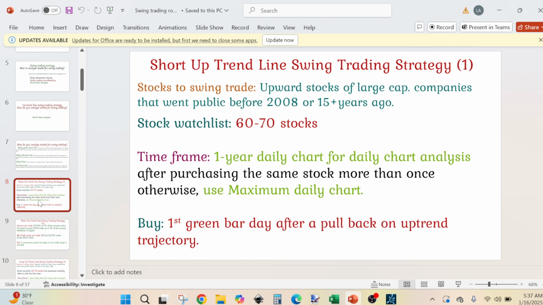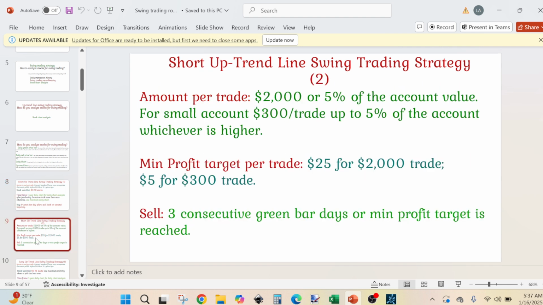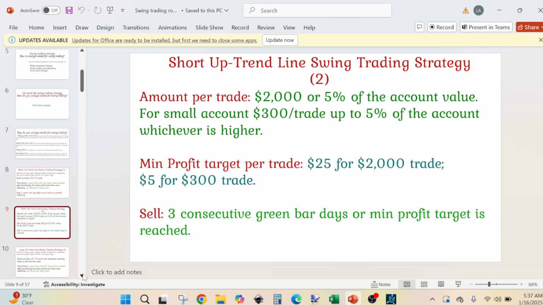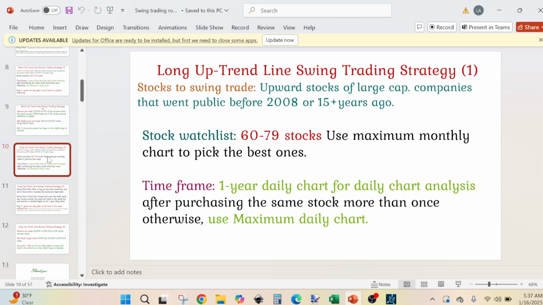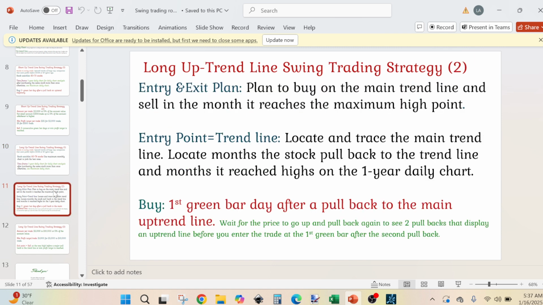And we have our summary of our trend line swing trading strategy. Last year we used the short trend lines, but this year we are going to be buying using the long trend line swing trading strategy. The principle is the same to gather, to create your stock watch list. We'll use daily chart, 1 year daily chart or maximum daily chart, but for this one it's good to use maximum daily chart because of the long trend line on some of the stocks. And those trend lines, we color them in purple to be different from the other short trend line that we have on the chart, and that is our entry point.